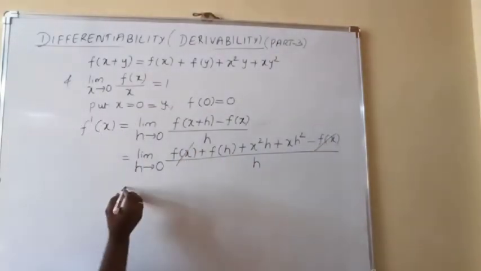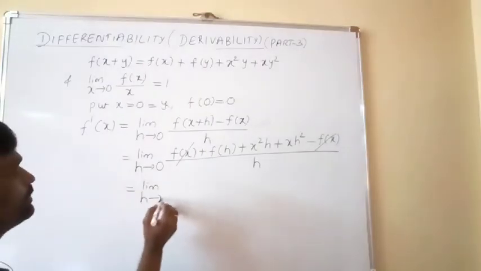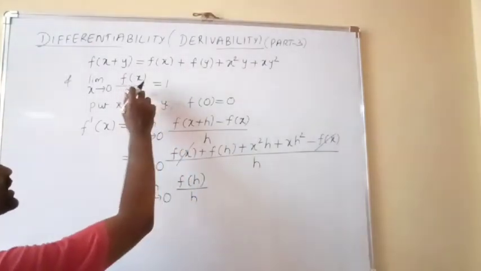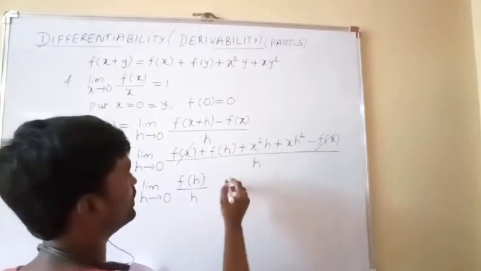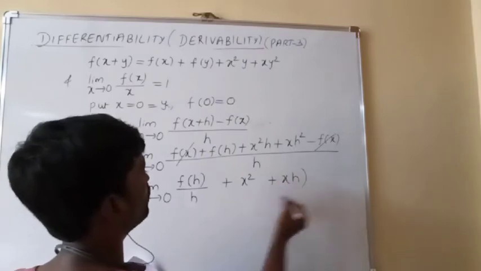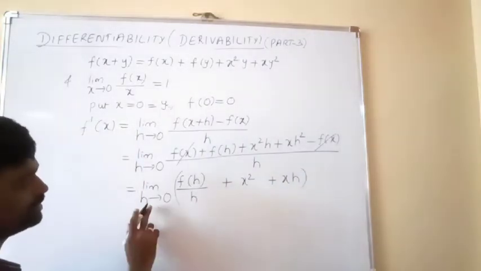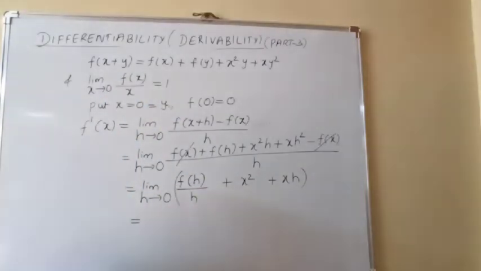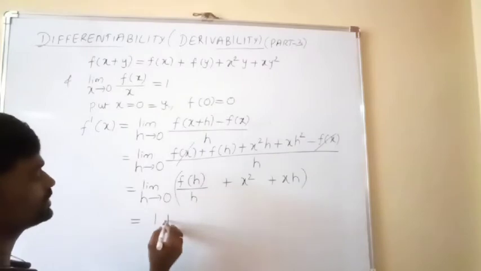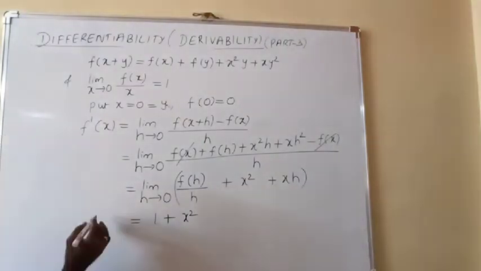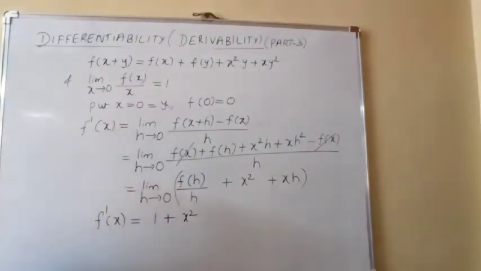Better split the numerator. So limit h tends to 0, f of h by h. Why am I separating? To use this condition. x square h by h is x square. x h square by h is x h. Now applying the limits. According to the given condition, limit h tends to 0, f of h by h is 1, because in limits, variables are dummy only. Here instead of x, y, z, whatever you put, no problem. So 1 plus x square, and x into 0 is 0. So thus what you got? F dash x value is 1 plus x square.